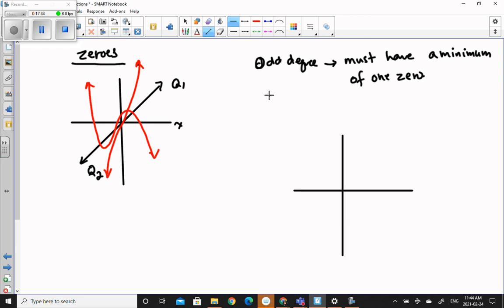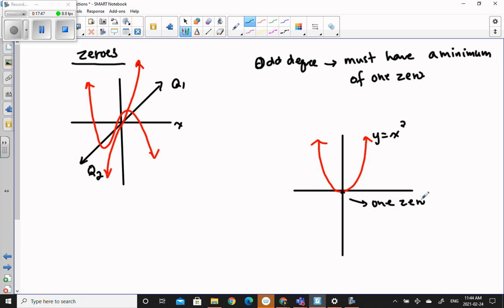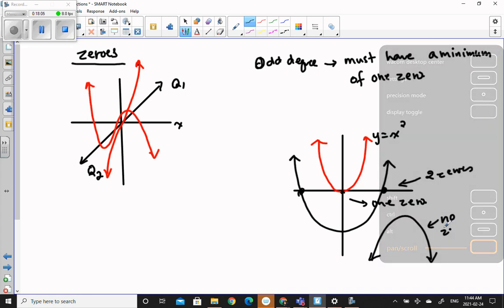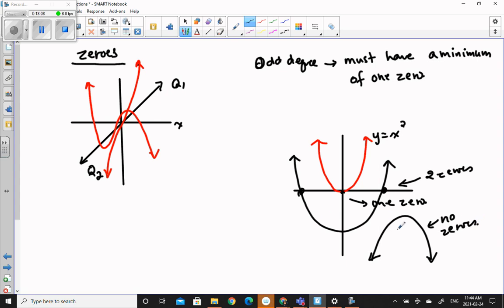even degree function, you could have a quadratic function that's like this, y equals x squared, and it has just 1 zero. Or if I were to graph it a little bit down, let's say like this, right? It can have this and this. It could have 2 zeros, right? Or if a quadratic was graphed like this, it could have no zeros because it doesn't touch the x-axis at any point. So it could have 1, 2, or none.